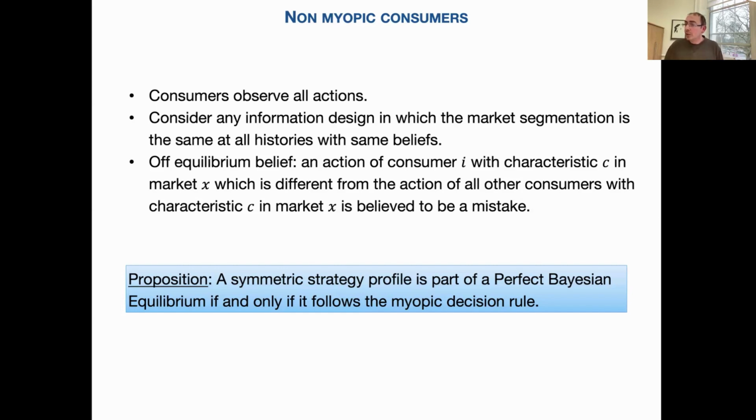So why do you want to lose money today instead of just following the myopic rule that maximizes your stage utility? In fact, in our environment, if you put some reasonable off-equilibrium belief, you can actually show that any symmetric strategy profile that is part of a perfect Bayesian equilibrium will require that the strategy of the buyer is a myopic decision rule. Okay? And again, the idea is that suppose that we coordinate in, let's say, rejecting a price which is below our valuation.